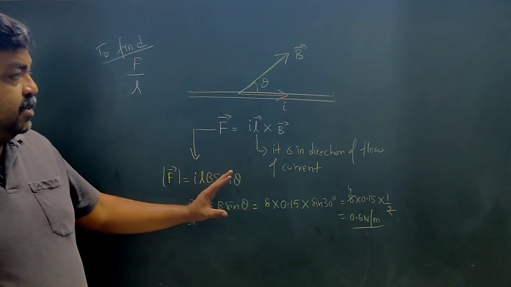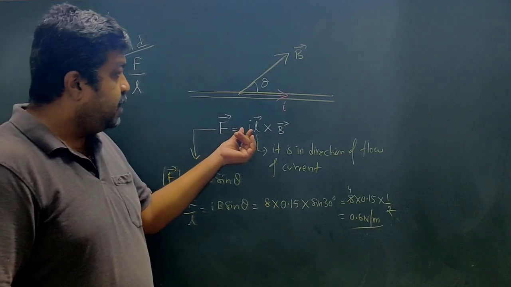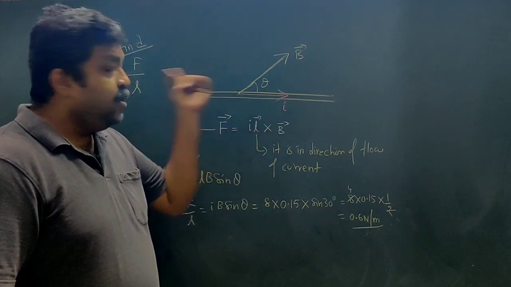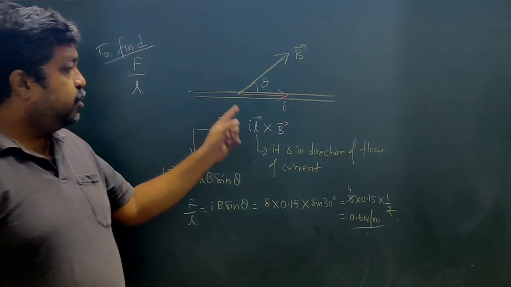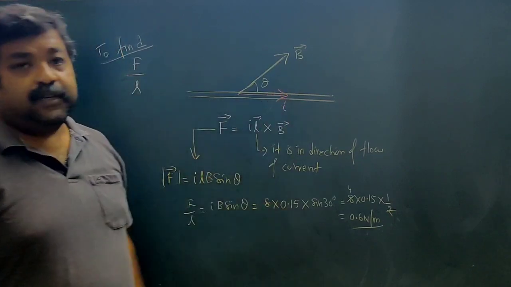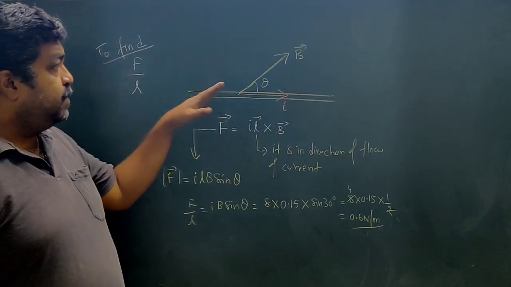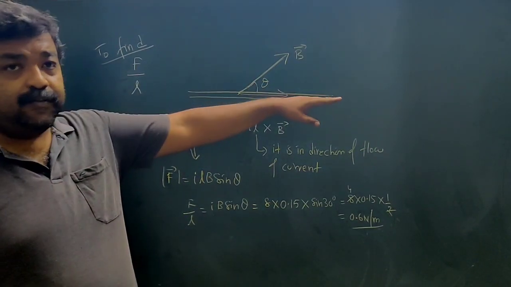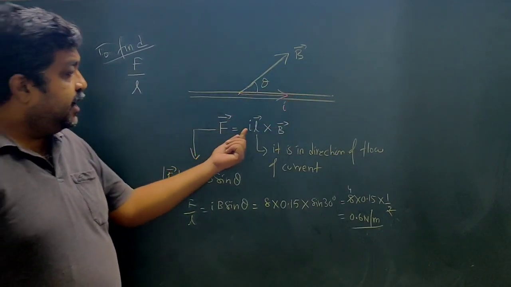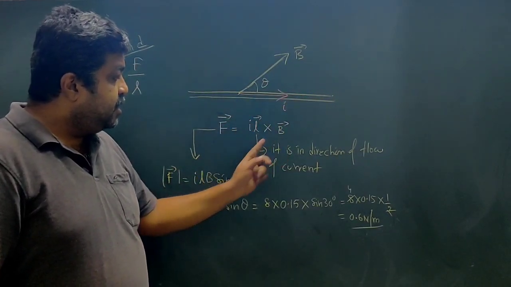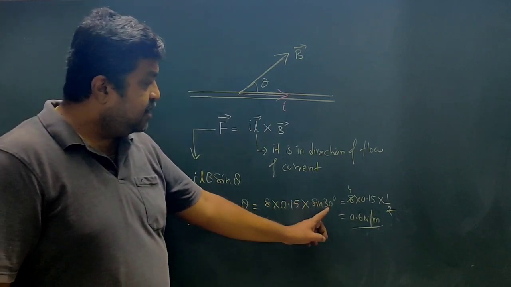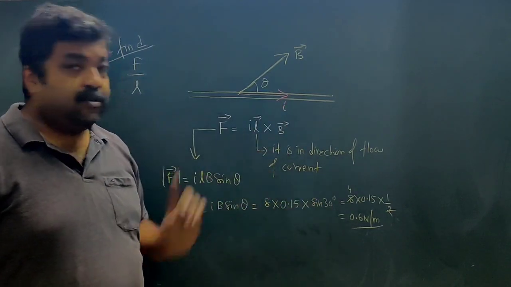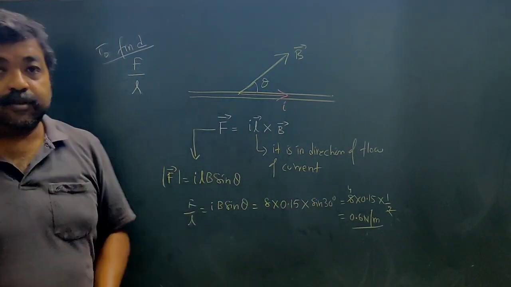The question is easy, but you need to understand how to find this value of theta. L is in the direction of flow of current. This magnetic field is making an angle theta with the direction of the conductor. That means for L cross B, this theta will be 30 degree. I hope this concept is clear.